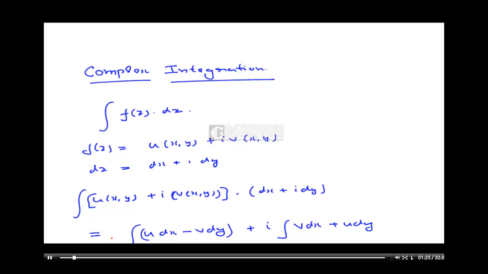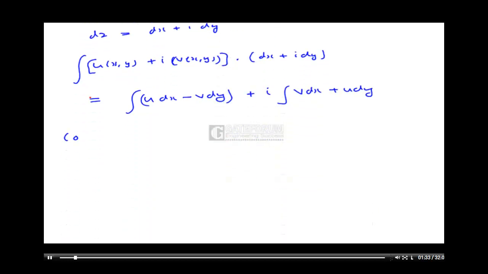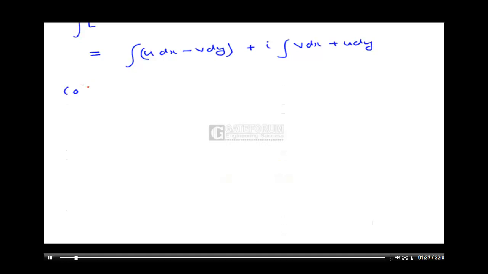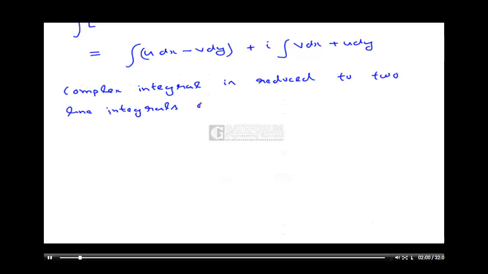Okay, what this is, now we can say that complex integral is reduced to two line integrals of real functions. Okay, so it is a simple integral process. Let's see. We'll see one problem related to this integral.